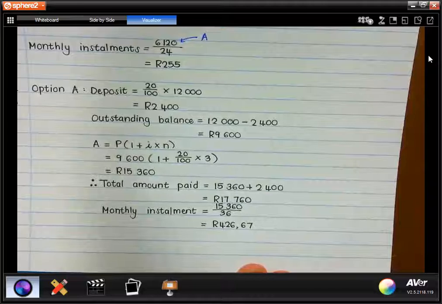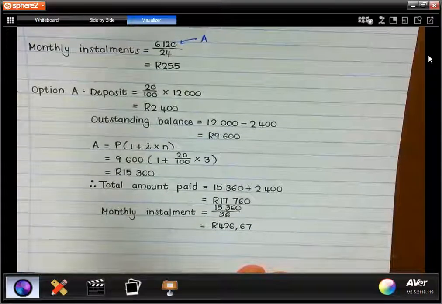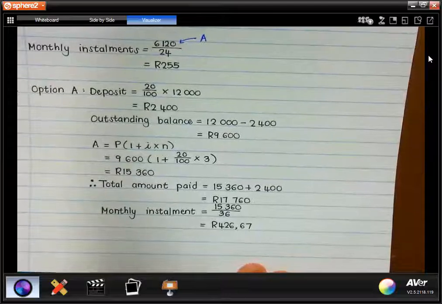Okay, are we fine with this one, with option A? Now we have to do all the same steps, but using option B's information. All right, which was the same cash price, also 12,000 Rand, but they gave us different information.